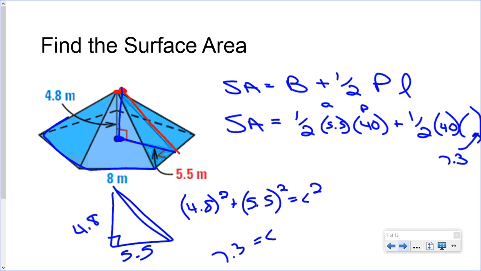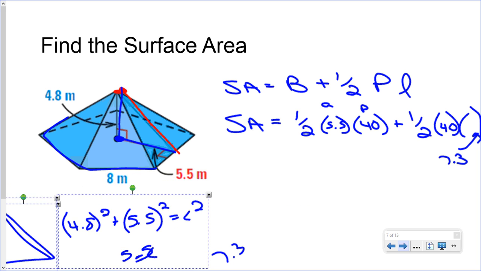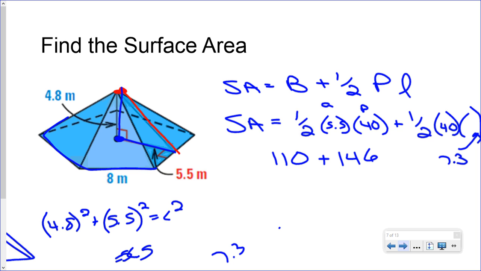I hope I have space for this here. I'm going to move this over here just a little bit. Sorry about that. Okay, there we go. I have room to write the answer. Top part, 110. Plus second part, 146. Together, the base plus the lateral area is 256 meters squared.